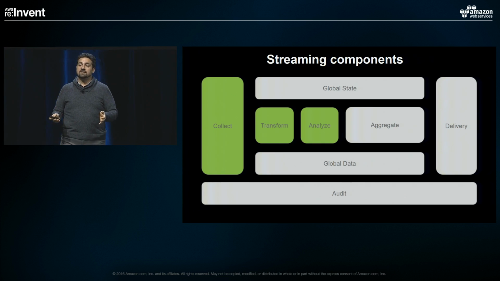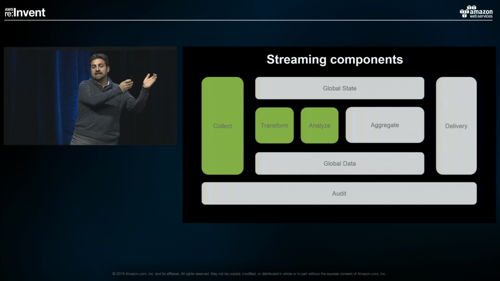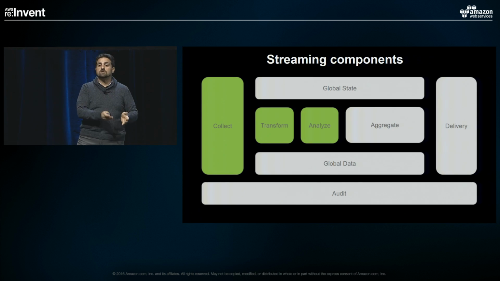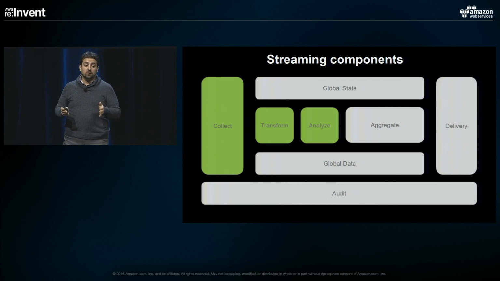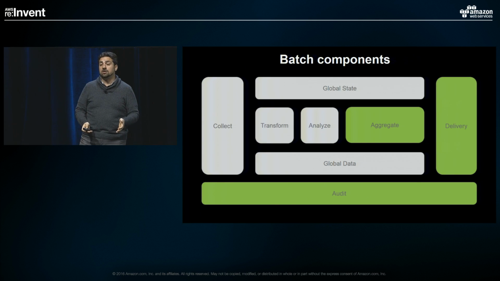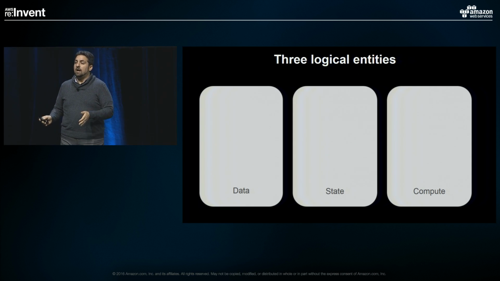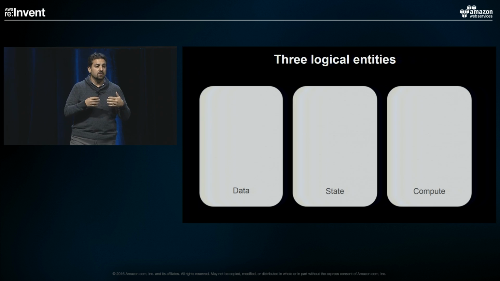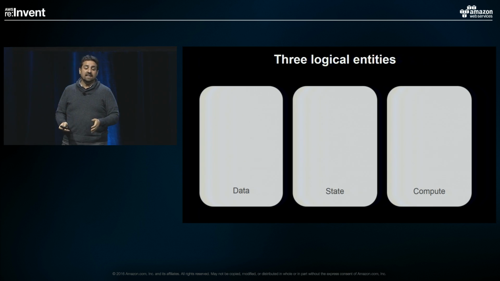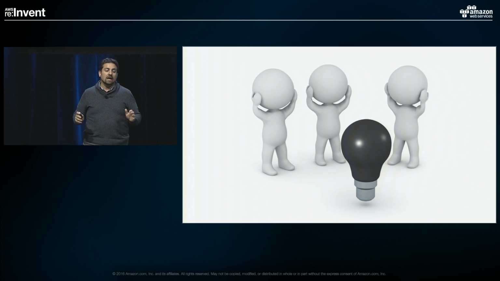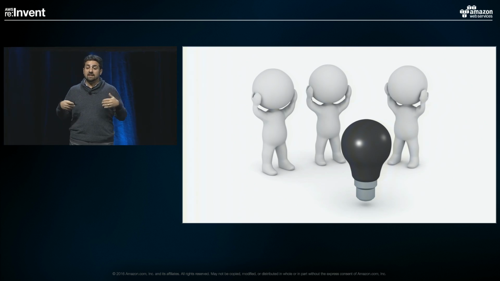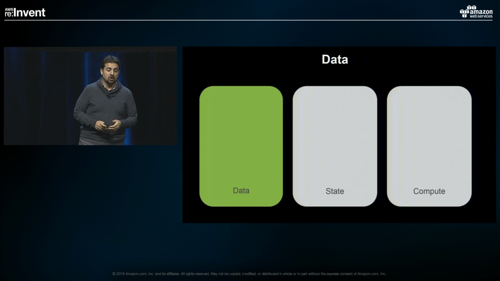So we will have the streaming components, where the system is flowing the data from the smart sockets: we collect it, we transform it, we analyze it, and then we stop there for a second. We buffer the information for a day, and after buffering this information, we will move to the batch components, which are aggregation and delivery, and of course, audit. So we spoke up to now about 3 logical entities that we will go through in the presentation: data, state, and compute. Now that we have the problem defined, let's start together building this architecture, and we will start with the data part. And specifically, let's start with global data here.